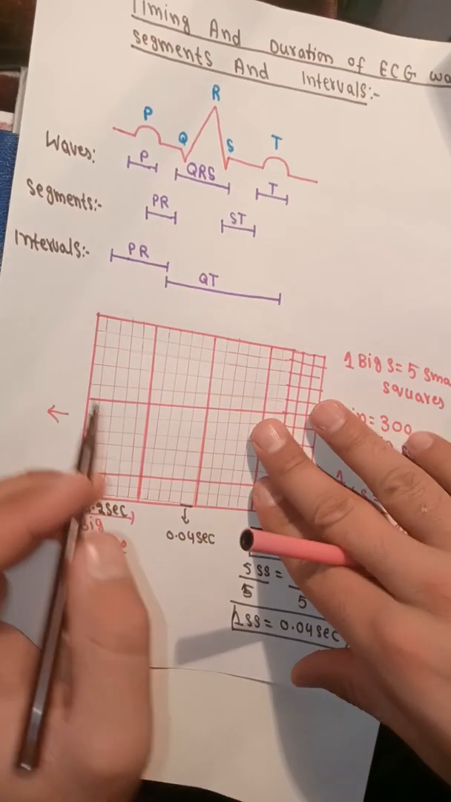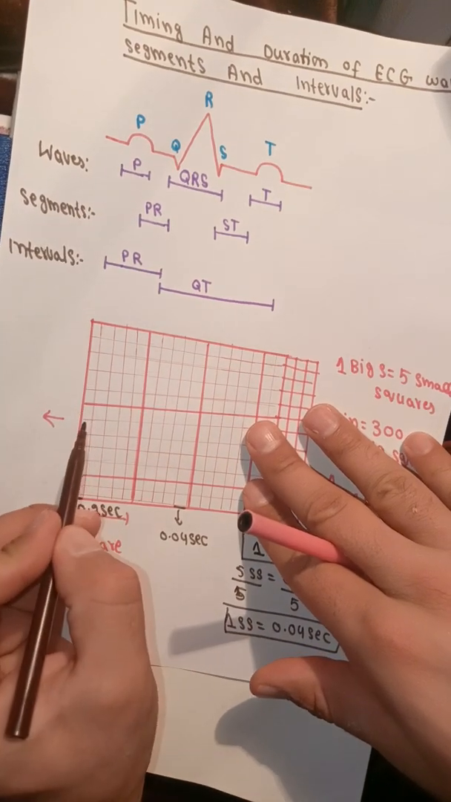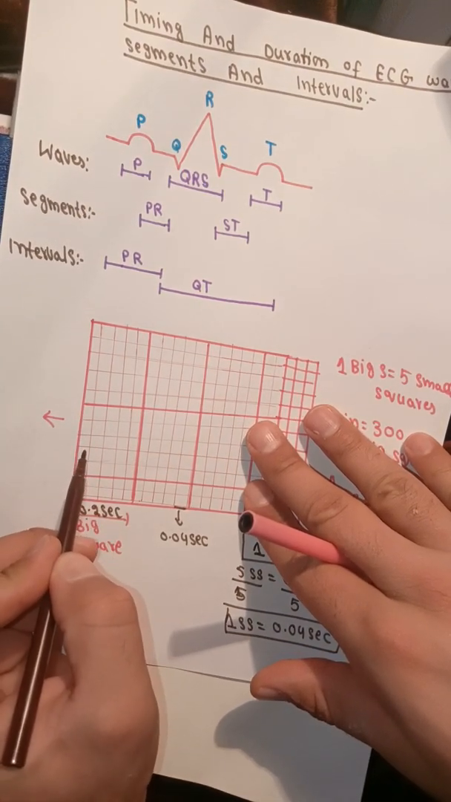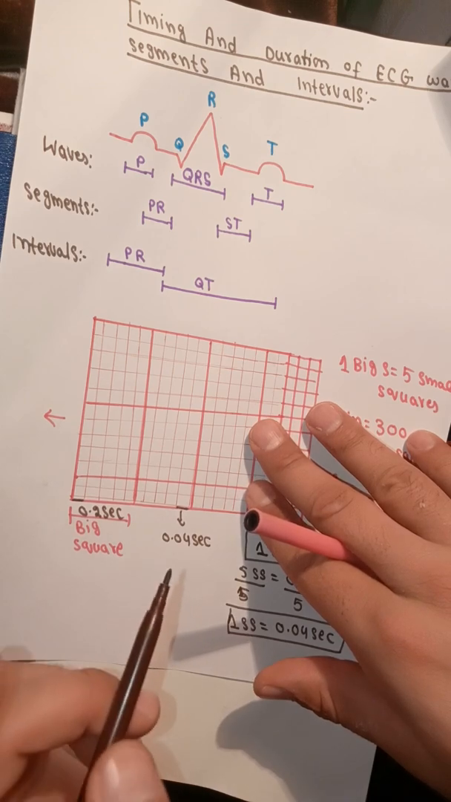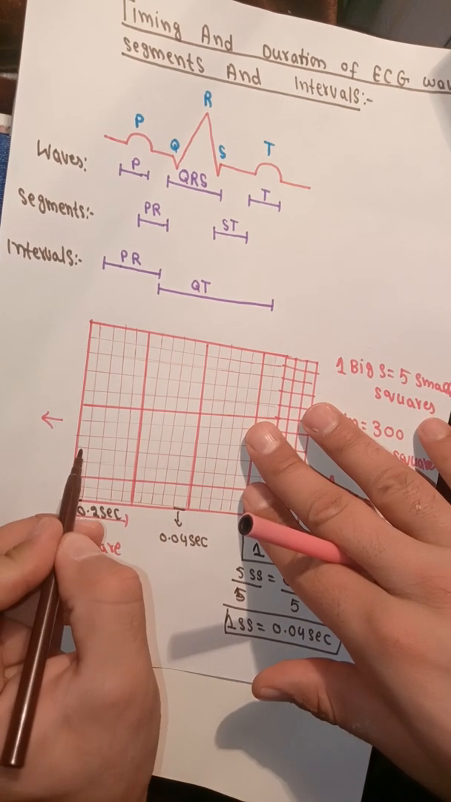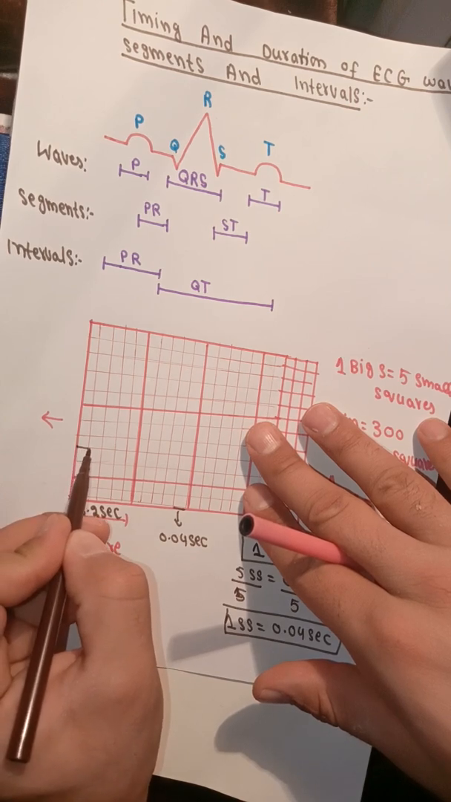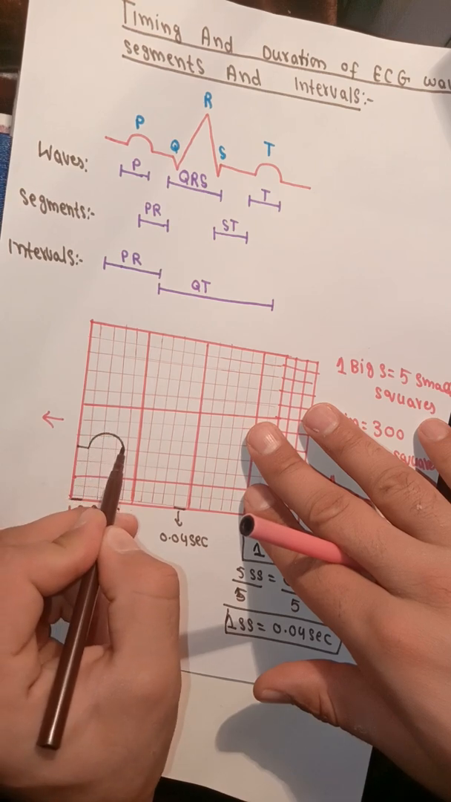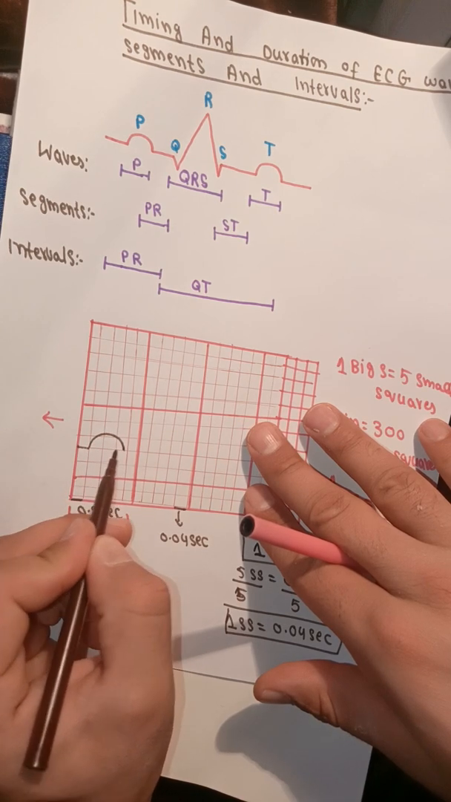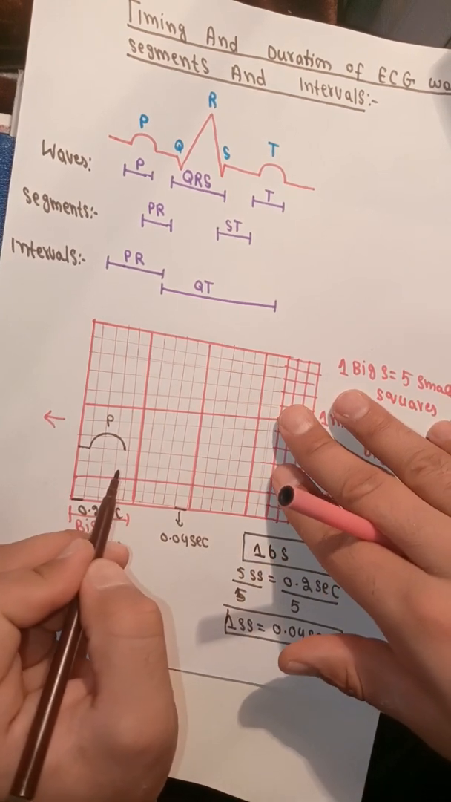Now it is important to know that the P wave covers 2.5 small squares. Let's start from here. This is 1, 2 and 2.5, so it will cover 2.5 small squares. This is the P wave and it covers 2.5 small squares.